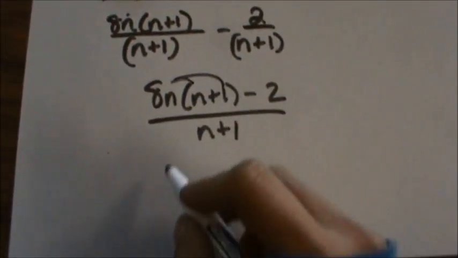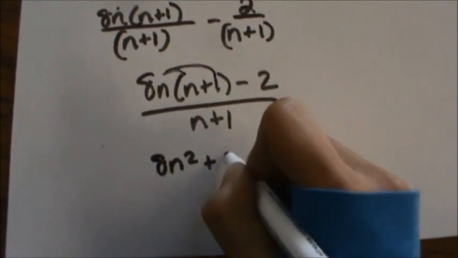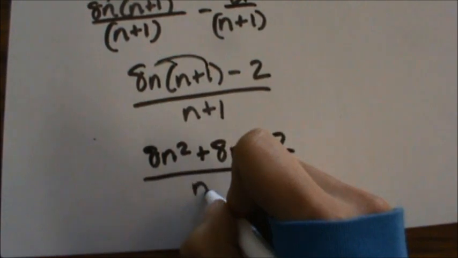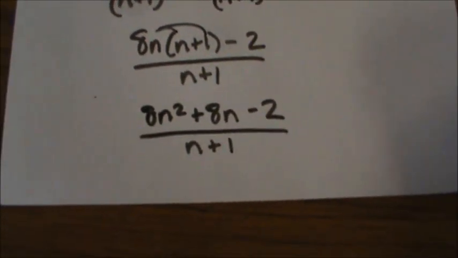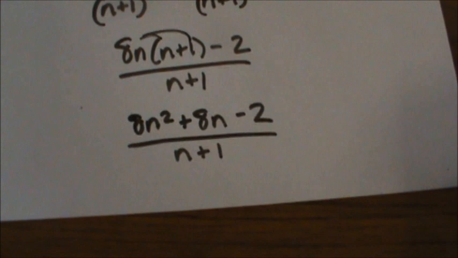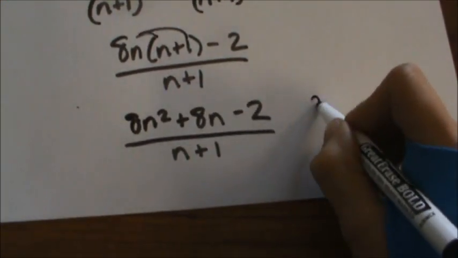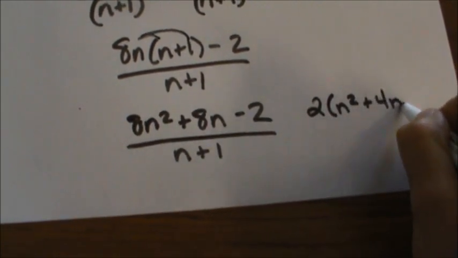Distribute the an. And I'm left with this here. Now, unlike the other problems, this is factorable. So I need to go through and see if I can simplify this expression any. If I look at all of these, they're all divisible by 2. So I'm going to take out a 2.